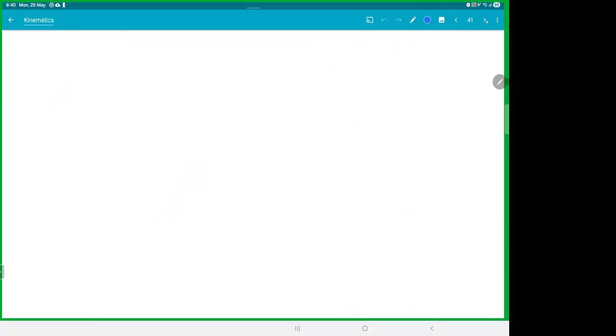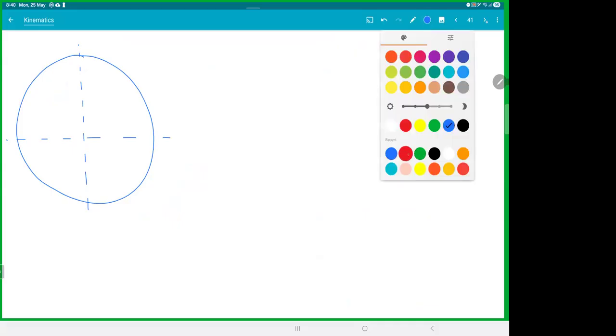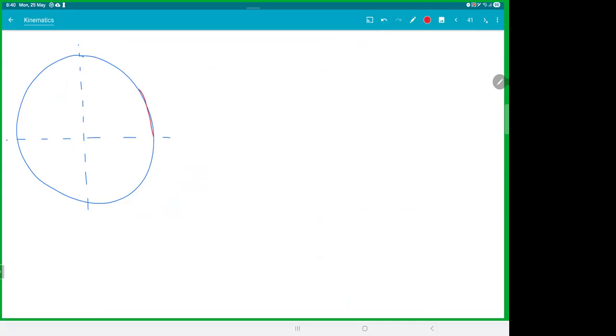Okay, let's see the first one. So we got a circle. After time t, this particle will travel a distance of ut. It will go along the arc length, isn't it? So this distance will be u into t.